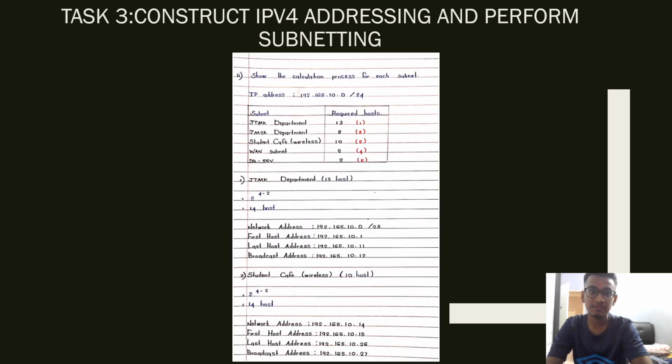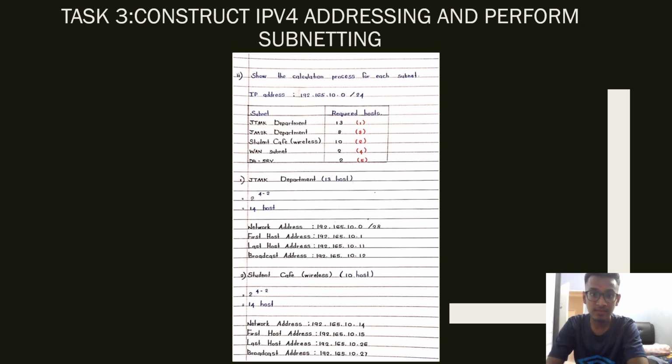Task 3, which is construct IPv4 addressing and perform subnetting. So show the calculation process for each subnet. IP address 192.165.10.0 /24. JTMK department 13, JTSK department 8, student cafe wireless 10, and also DBSRV is 8.